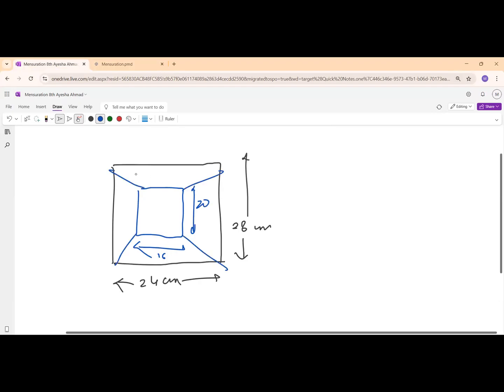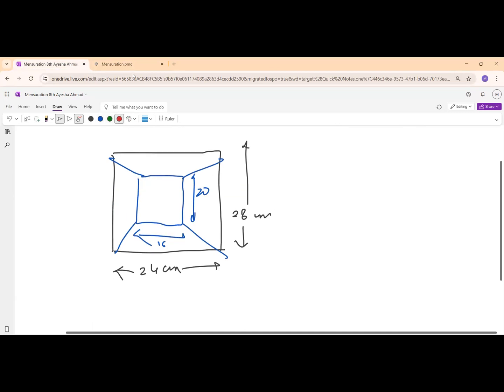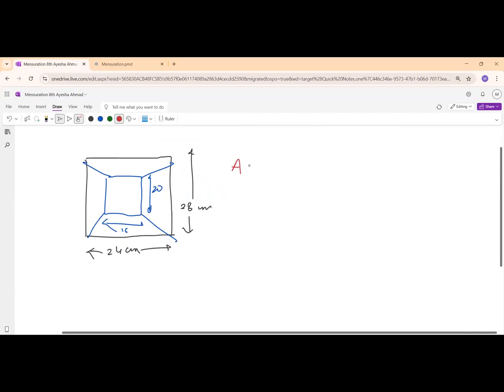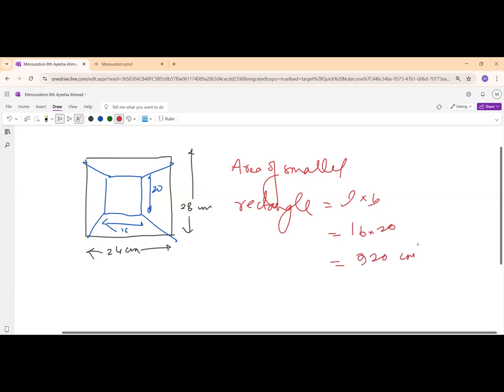First, find the area of the smaller one. Area of this is first, or let's say the smaller rectangle. So area of smaller rectangle is equal to length into breadth. Very simple. So length is 16 and breadth is 20. So that is 320 centimeter square.